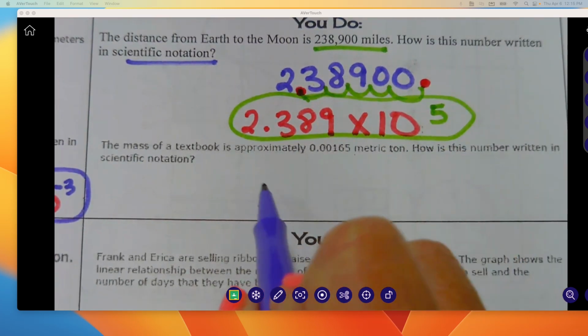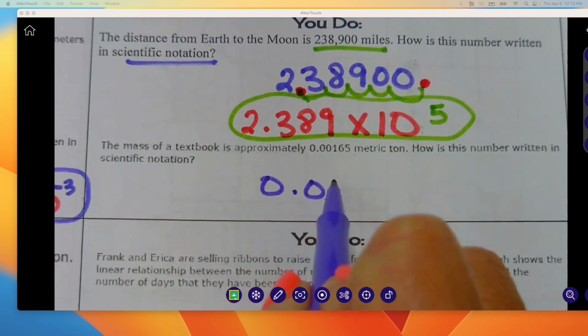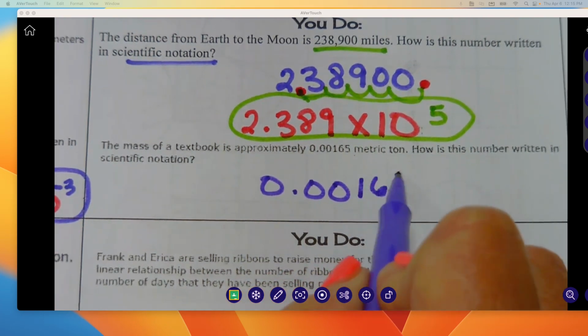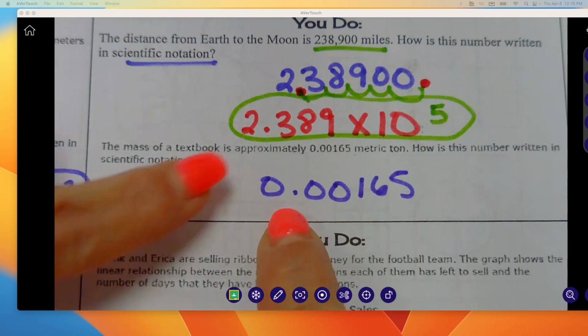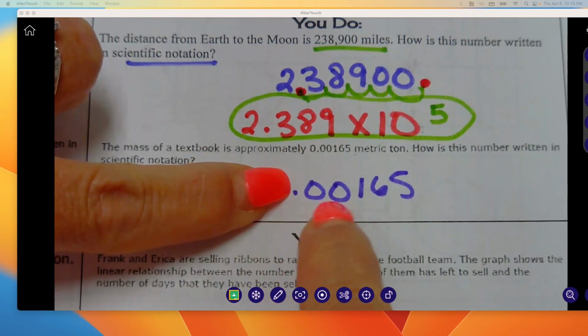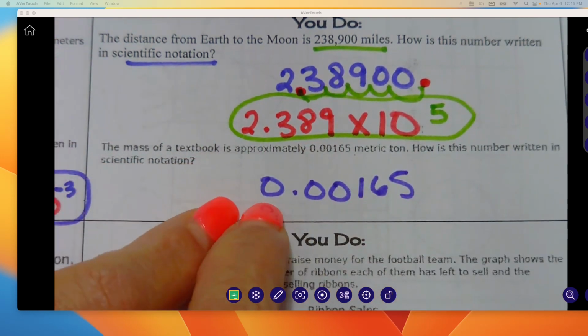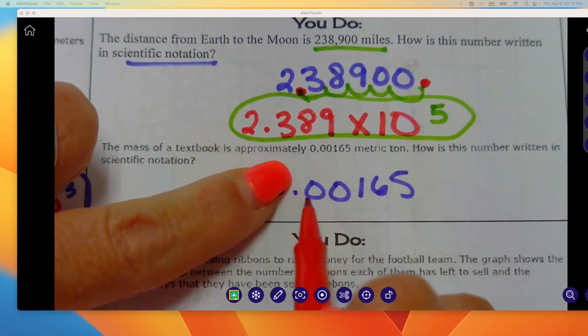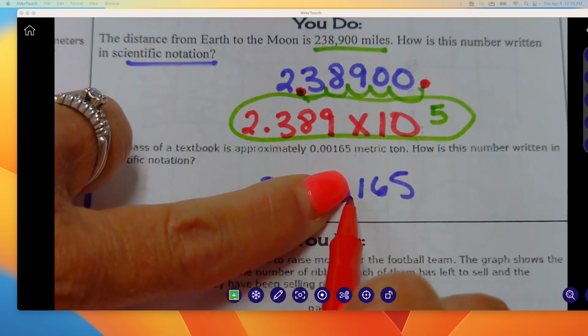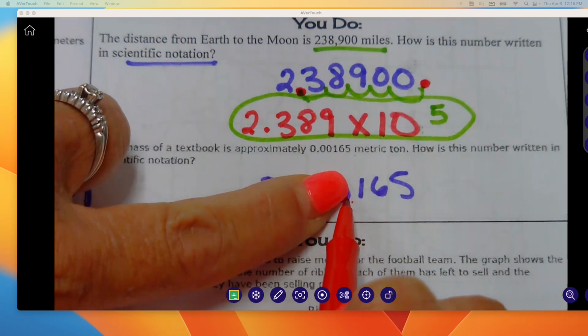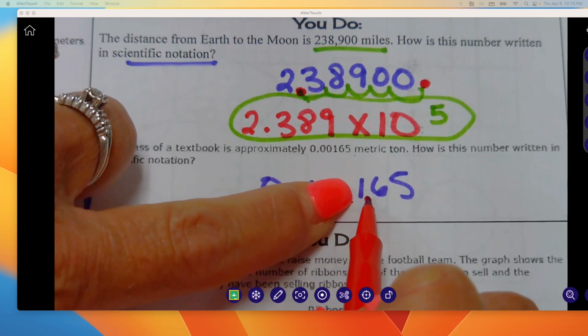The textbook is approximately 0.00165, and they want this written in scientific notation. Okay, so this already has a decimal point, but I'm going to move it to where there will be one number in front of the decimal point, besides a 0. So I'm not going to move it here. I'm not going to move it here, because if I move it here, that's still 0.1.